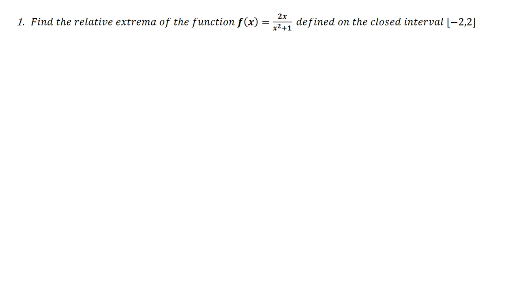Welcome to today's tutorial. In this tutorial we're going to discuss a simple question that you are seeing on the screen right now. The question says: find the relative extrema of the following function, f of x is equal to 2x over x squared plus 1, defined on the closed interval -2, 2.